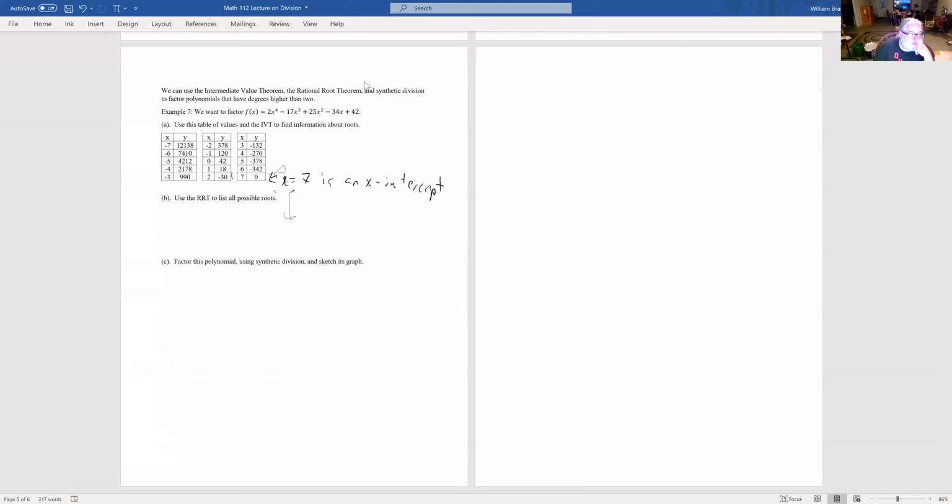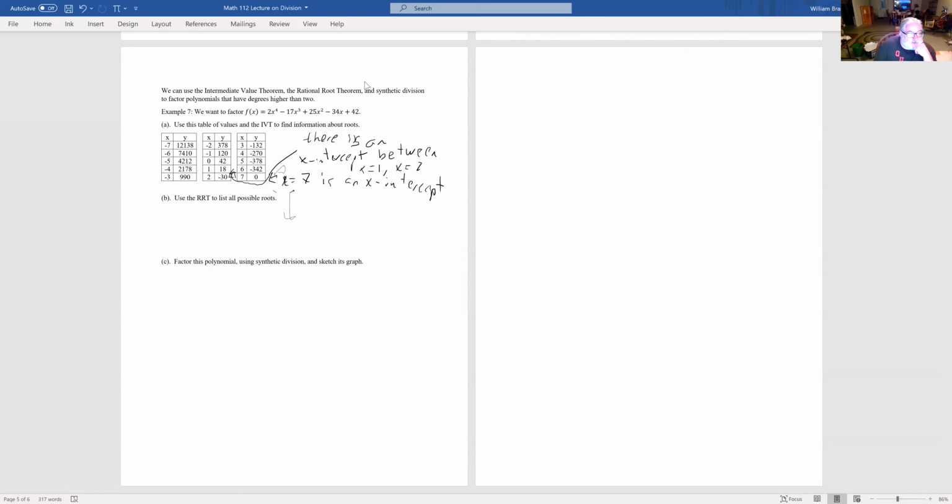So the other thing we note here, intermediate value theorem tells us there's an x-intercept between x equals 1 and x equals 2. Right? When x is 1, it's positive. When x is 2, it's negative. So somewhere between 1 and 2, it crossed the x-axis. We don't quite know where, though.